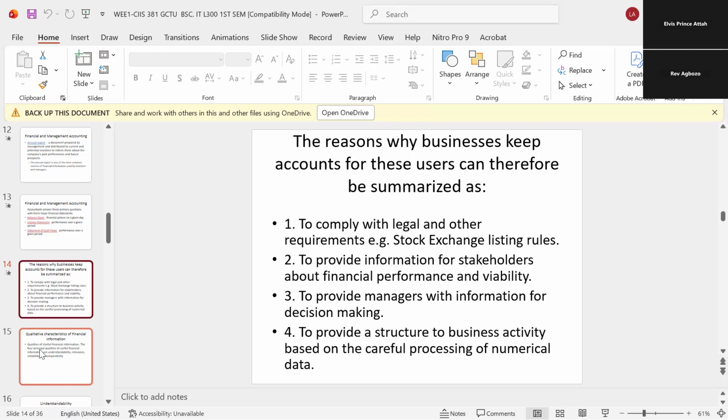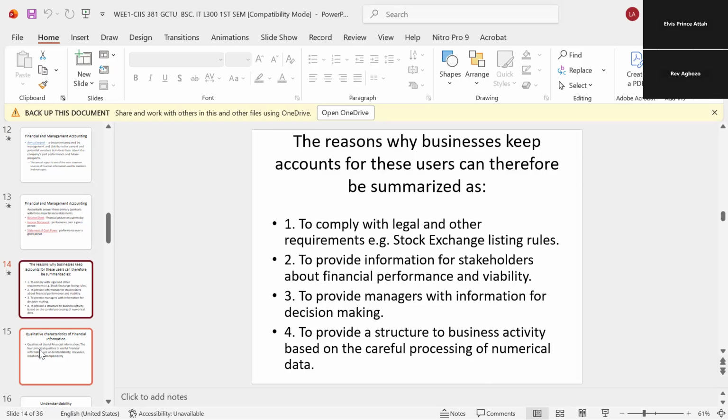So also to provide information for shareholders. When we say shareholders, we are talking about owners of the organization, those who invested into the organization, about their financial performance and the viability of the business. Also to provide managers with information for decision making.